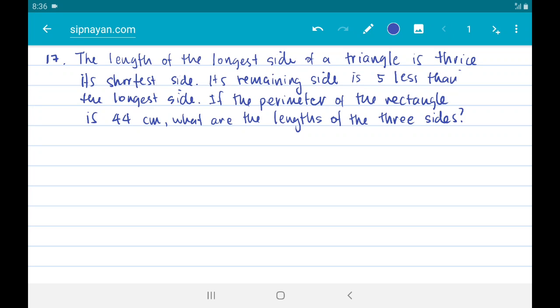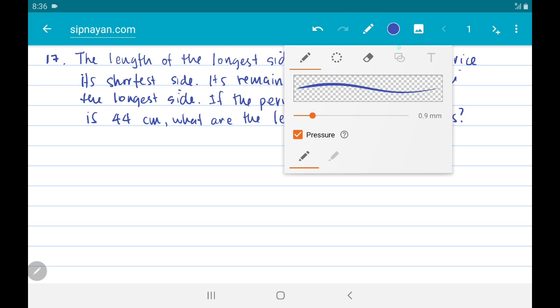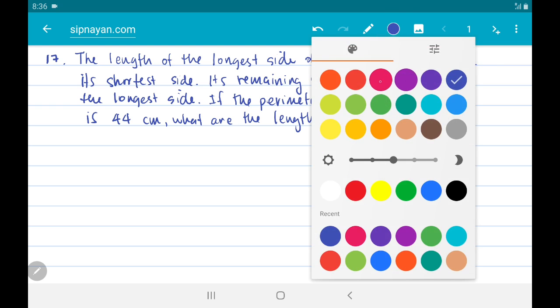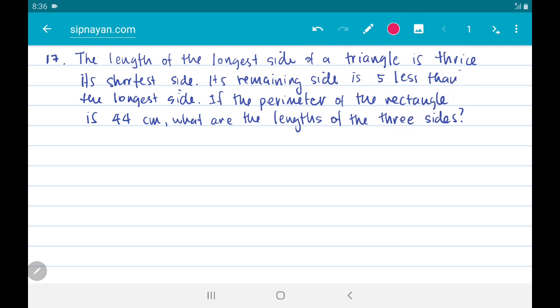So, tignan natin. The length of the longest side of a triangle is thrice its shortest side. Its remaining side is 5 less than the longest side. So, tignan natin kung alin yung x natin dito. Sabi natin yung x, siya yung walang sinasabi sa kanya usually. So, tignan nyo dito. The length of the longest side of a triangle is thrice. So, longest side is thrice, so may sinasabi siya about sa longest side. Tapos, its remaining side is 5 less than the longest side.